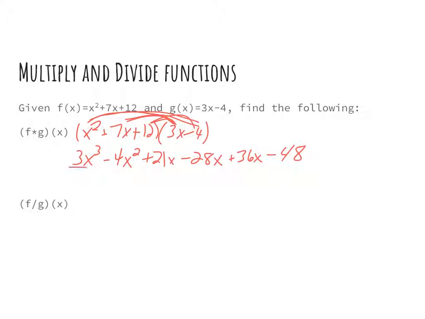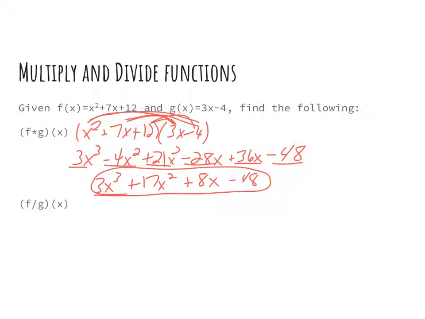Okay, combining my like terms, I've only got one x cubed term. For x squareds, I've got negative 4x squared plus 21x squared. That gets me 17x squared. Negative 28x plus 36x gives me an 8x. And then I only have the minus 48. So my final answer is 3x cubed plus 17x squared plus 8x minus 48.